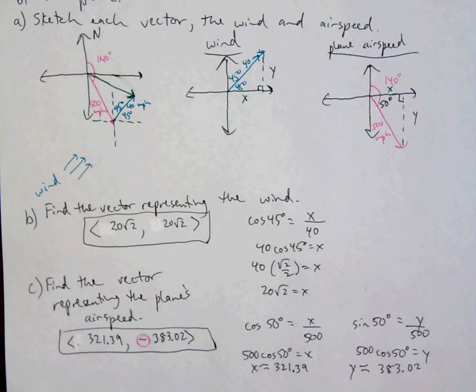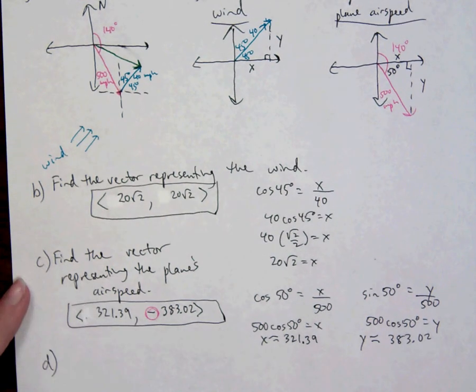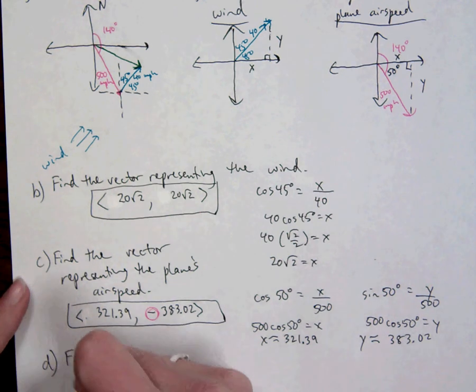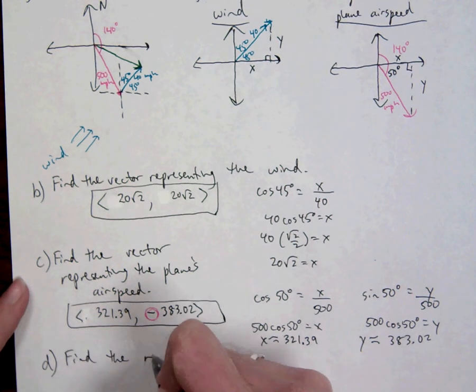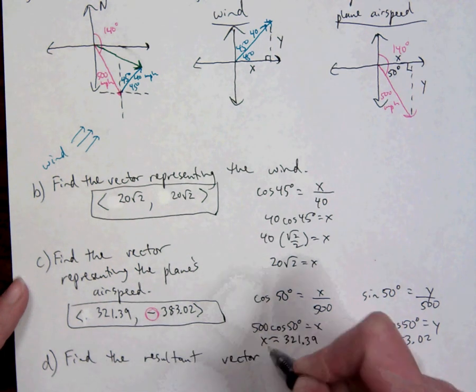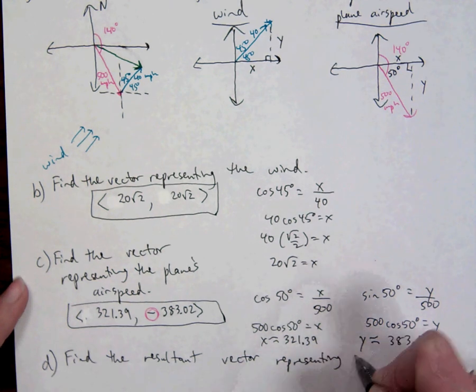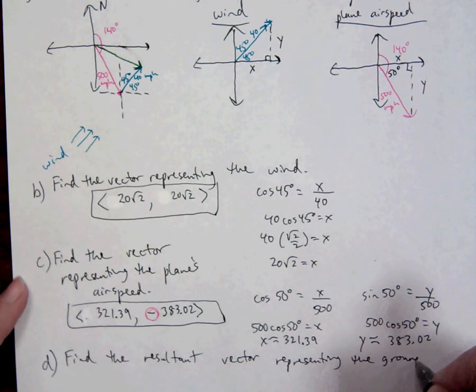Okay, so all that being said, what's the point? Well, the original directions were find the resultant ground speed and direction of the plane. Well, I need a resultant vector then. So most of the time, the next question is find the resultant vector representing the ground speed of the plane.